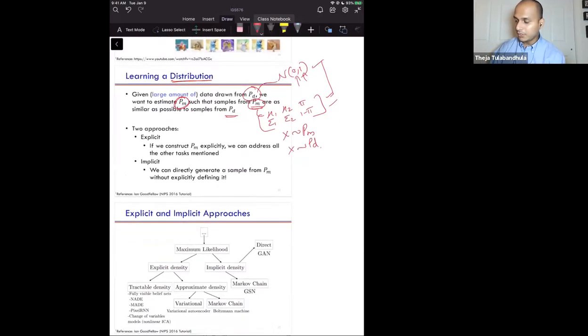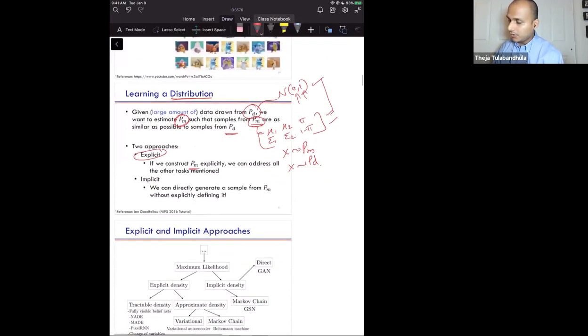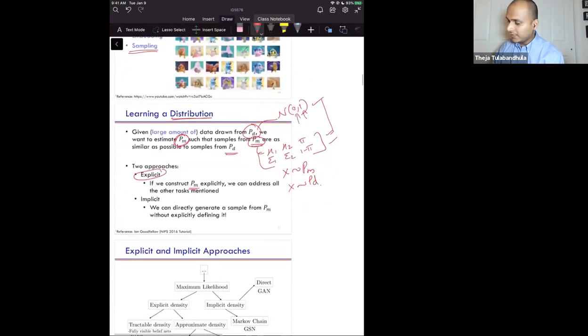So there are two approaches to construct this object PM. One is an explicit construction. Once you construct an explicit PM, you can do a lot of things. You can draw samples from it. You can calculate expectations, averages, and all sorts of moments, variance, and so on. If it's a joint distribution, then you can compute conditionals, marginals, and so on.